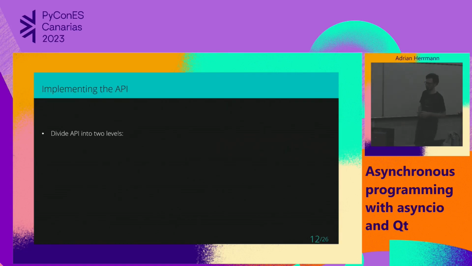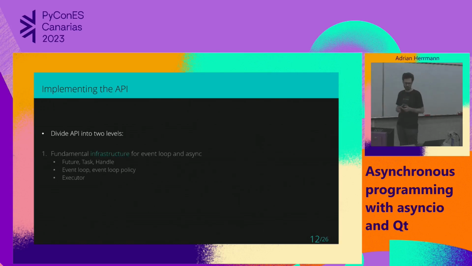So I'm going to talk about this API. That's what the rest of the talk is going to be about. In my opinion, you can divide the API into two levels. The first level is for fundamental infrastructure. These are classes that you need if you want to run an event loop. If you want to run asynchronous stuff, you need these classes, otherwise nothing's going to work.